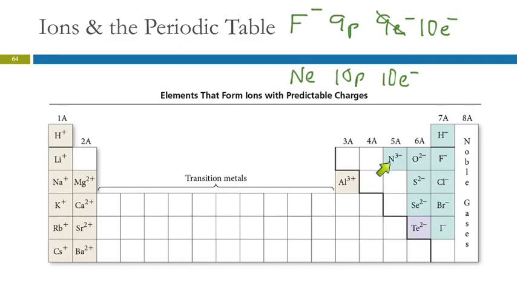Nitrogen has a 3 minus charge because by gaining 3 electrons, it becomes like neon. These atoms are forming ions that have the same number of electrons as the nearest noble gas.